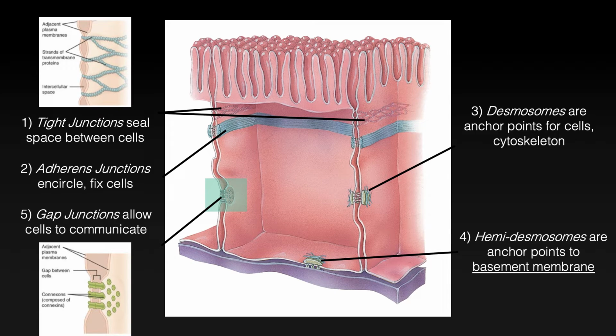So we will return to gap junctions a fair bit when we talk about neurophysiology. We'll return to tight junctions when we talk about neuroanatomy in the brain. These other ones we don't really return to. 1 and 5, I would say, are the most important types of junctions on this slide.